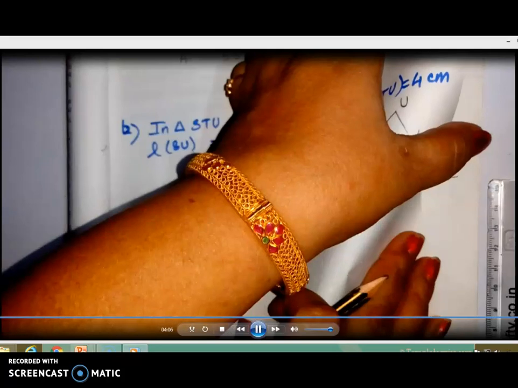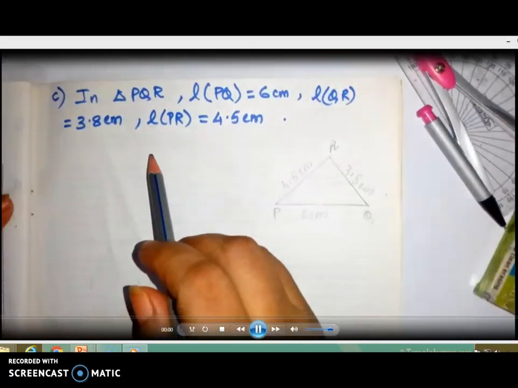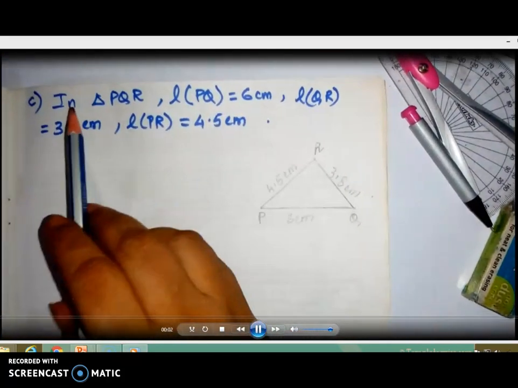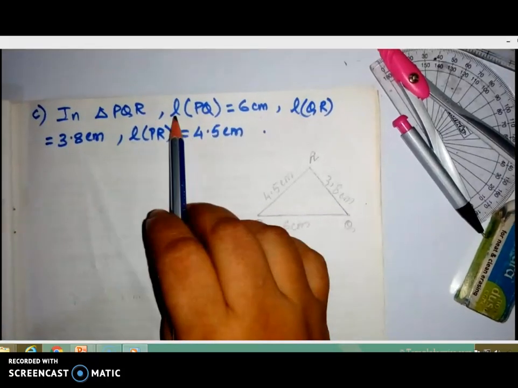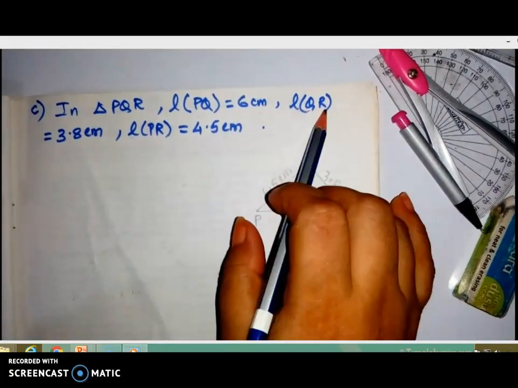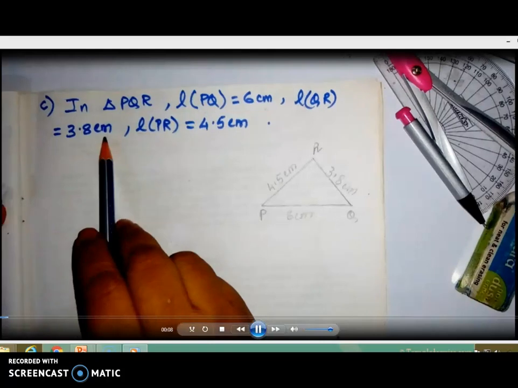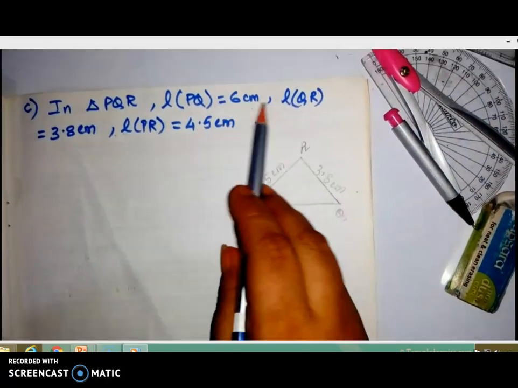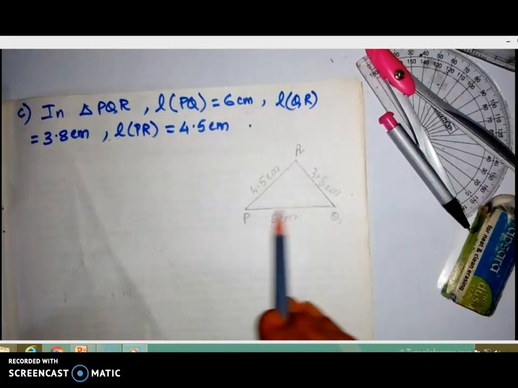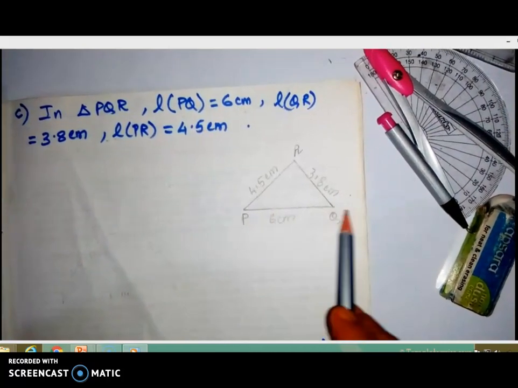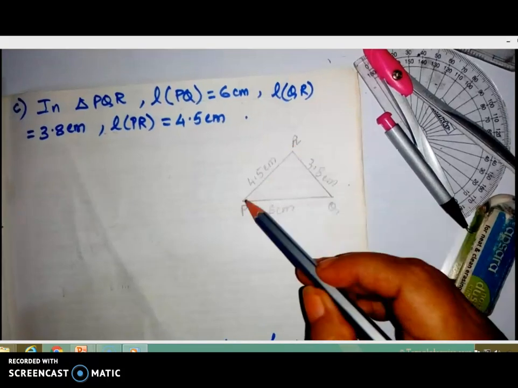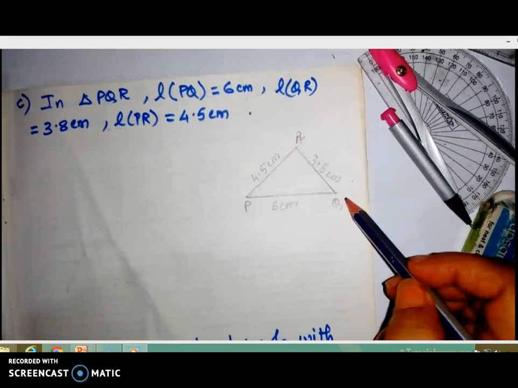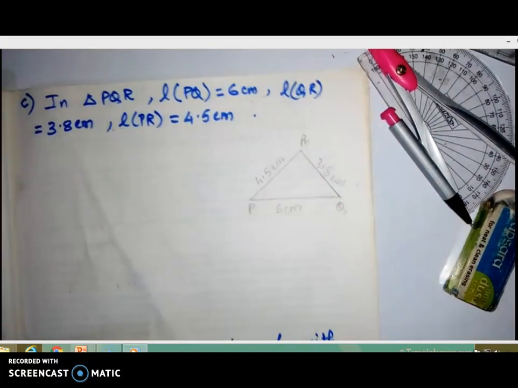We move to the next question. Let's move on to the next question, children. In triangle PQR, length PQ is 6 centimeter, length QR is 3.8 centimeter, and length PR is 4.5 centimeter. Since 6 centimeter is the longest side, here in the rough figure we have taken it as the base PQ, and the other two sides, one is 4.5 centimeter and the other is 3.8 centimeter.